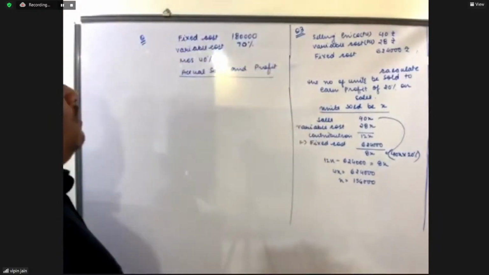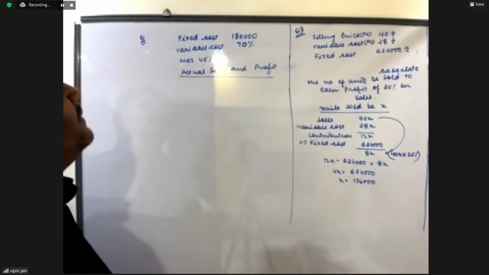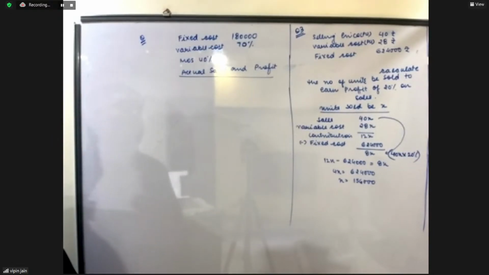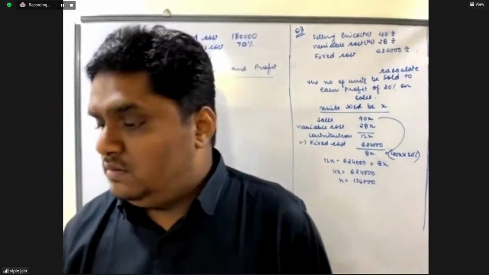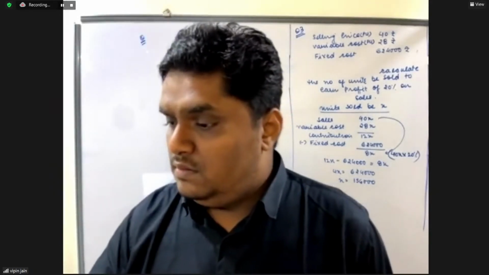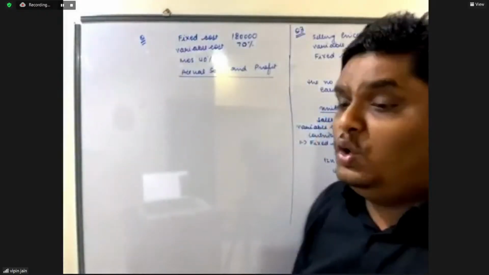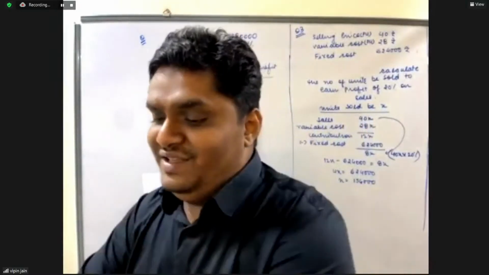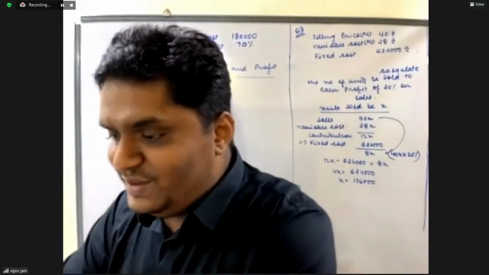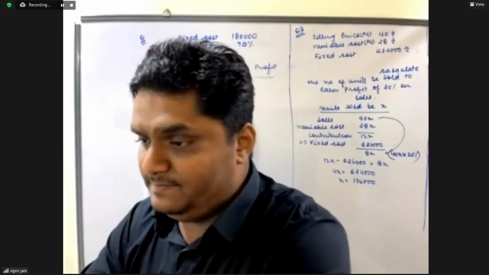So I repeat again, when talking about fixed cost, it is 1,80,000. My variable cost is 70%. And my margin of safety is 40%. I don't know, Himanshu. Herein I am asking question. So this is the time for you to answer, my dear. I'm not going to answer your query this time.